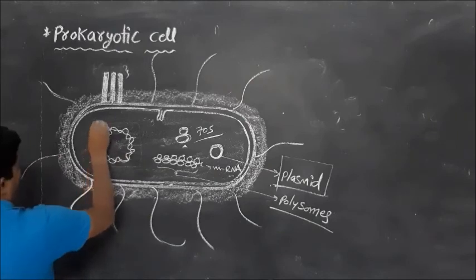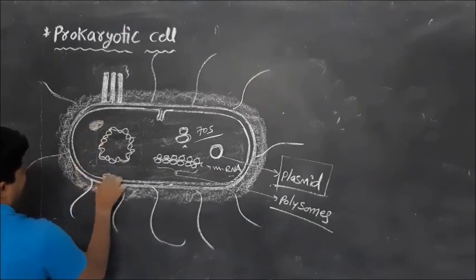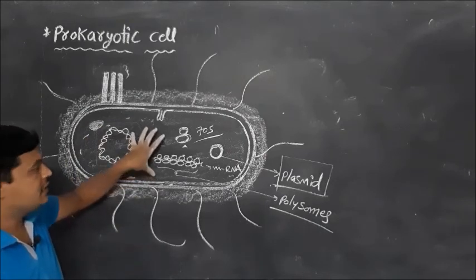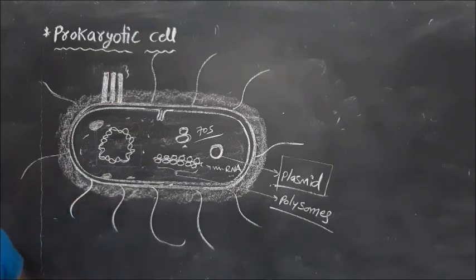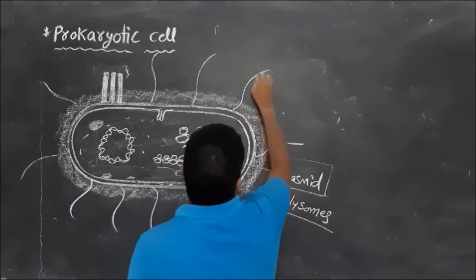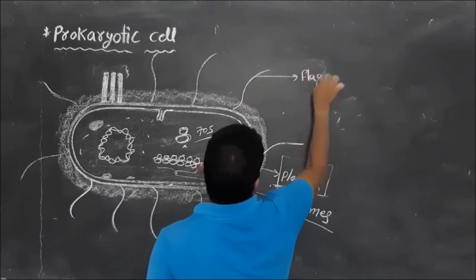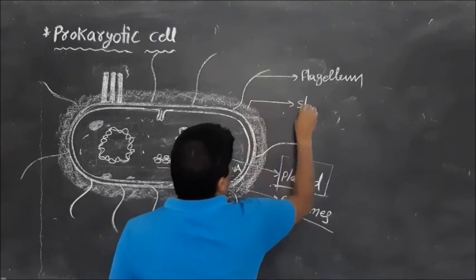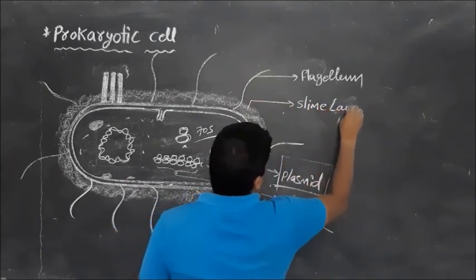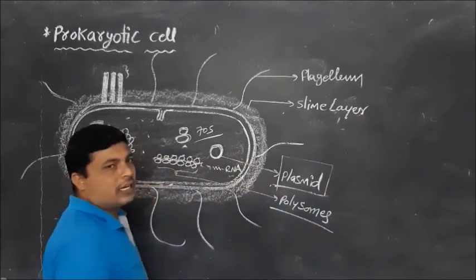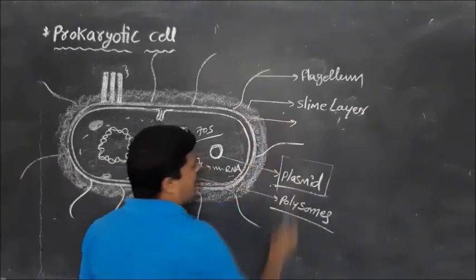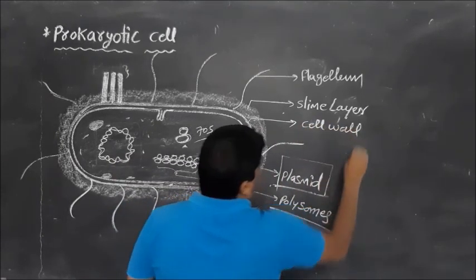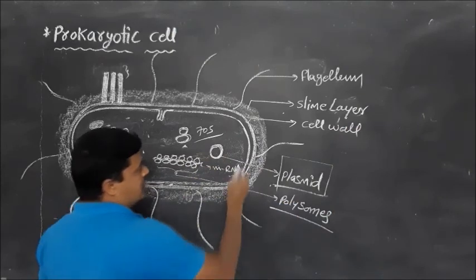And in this bacterial cell, food material is also present, and some kinds of small structures are also present. But these are the major parts and major explanation of the bacteria. Now I am going to give the labeling of this bacteria. So what is this? Flagellum. Flagellum is a locomotory organ. It is the slime layer. The slime layer is made up of glycocalyx or polysaccharides. Then the cell wall. The cell wall is made up of peptidoglycans.